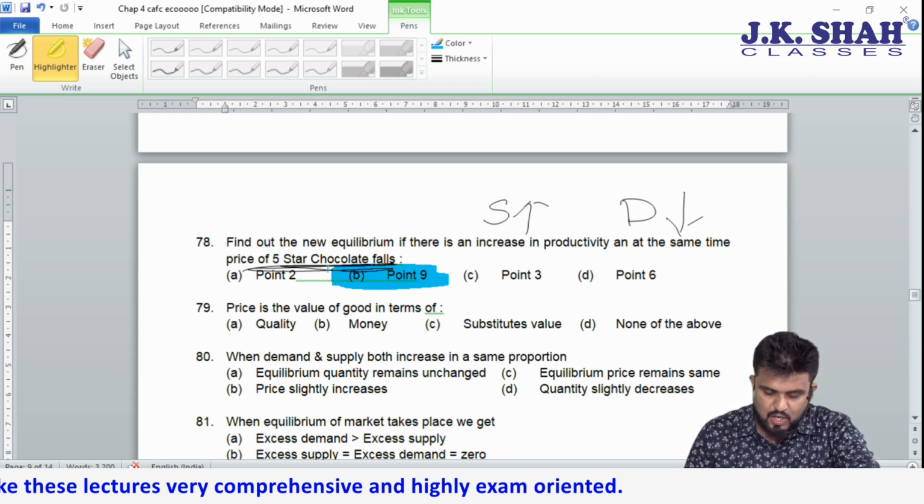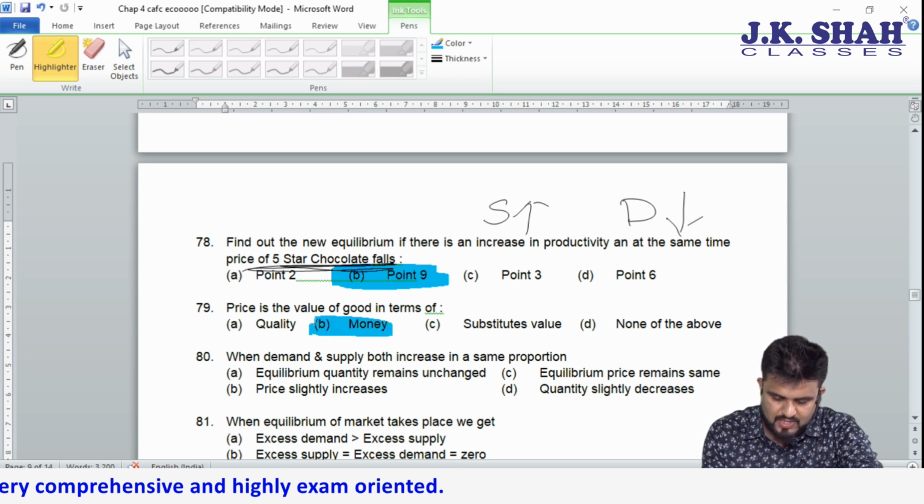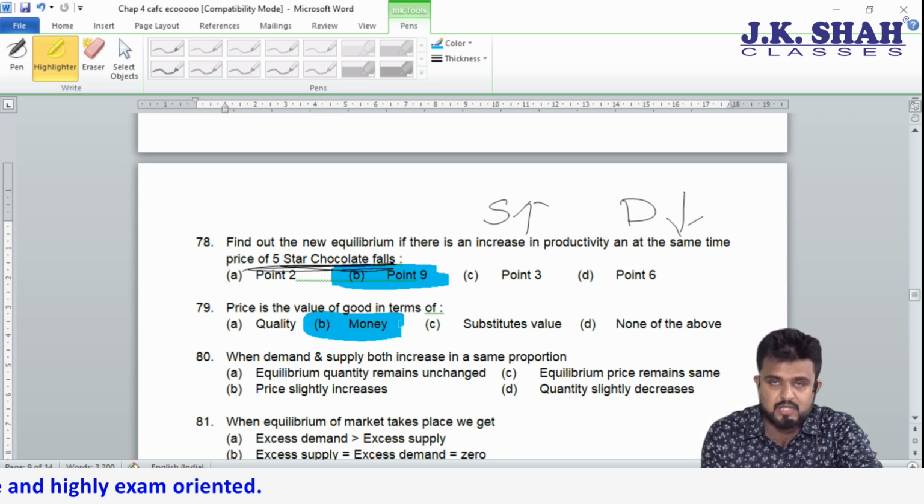79. Price is the value of good in terms of. Answer is money. It is expressed in terms of money.